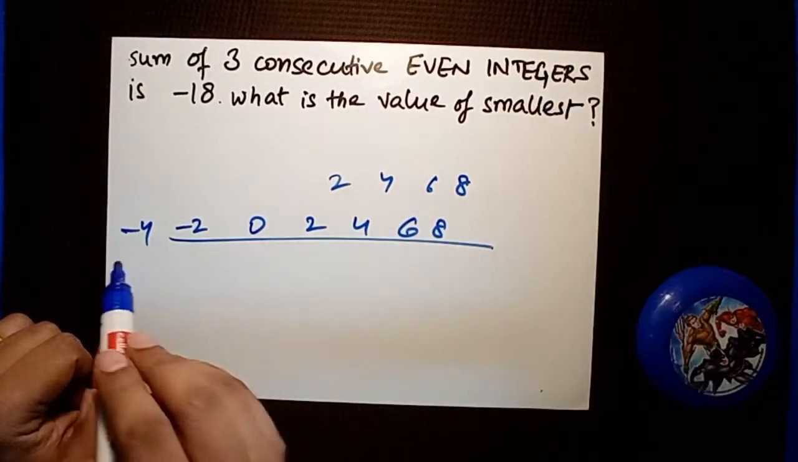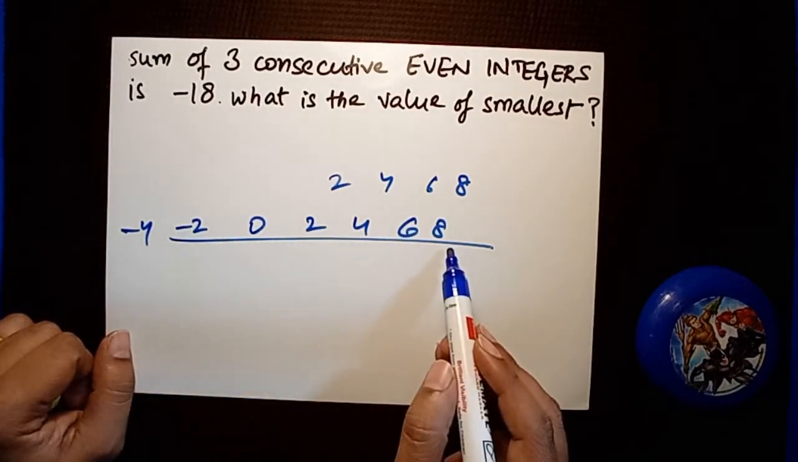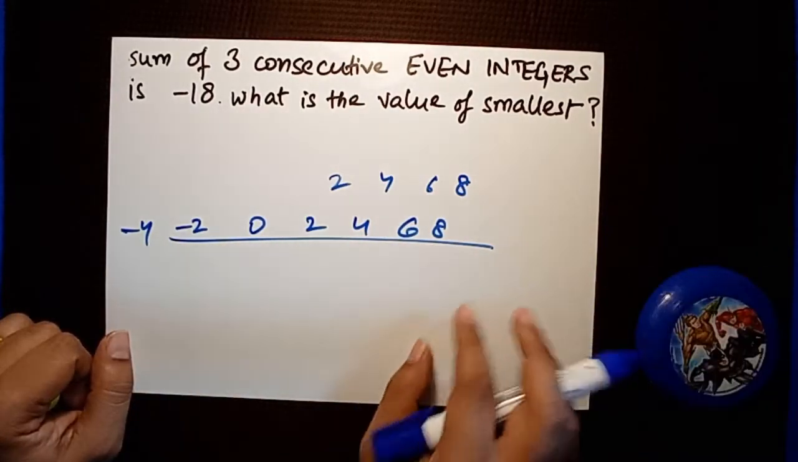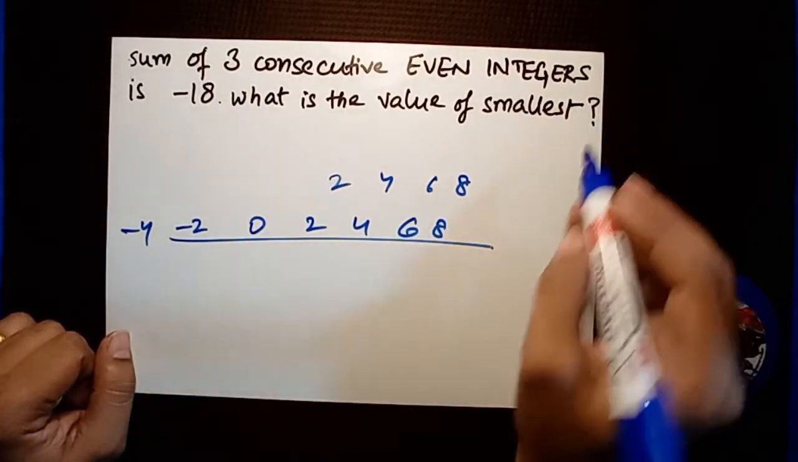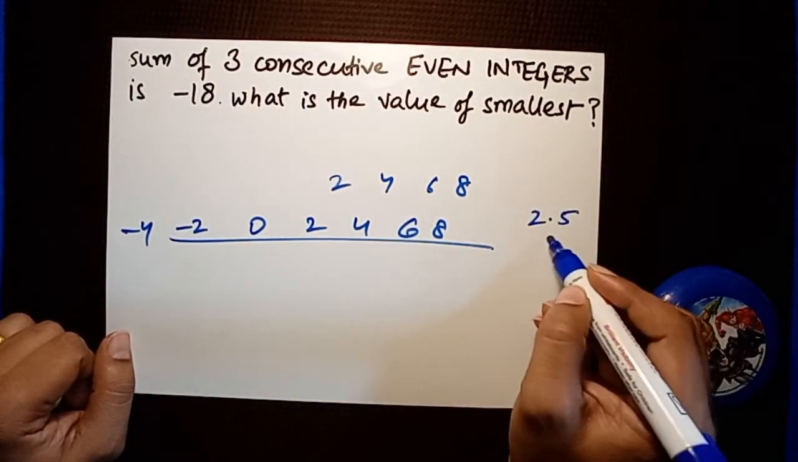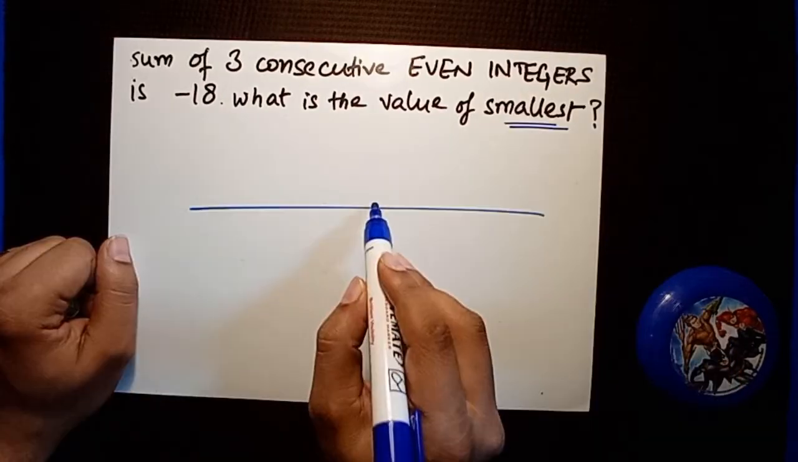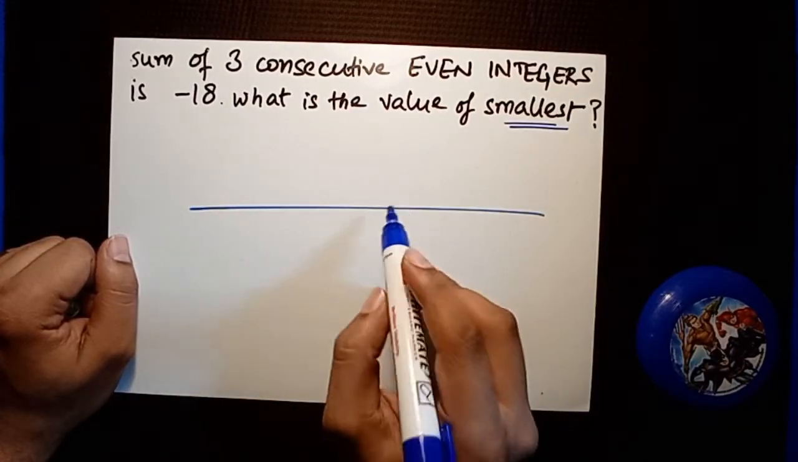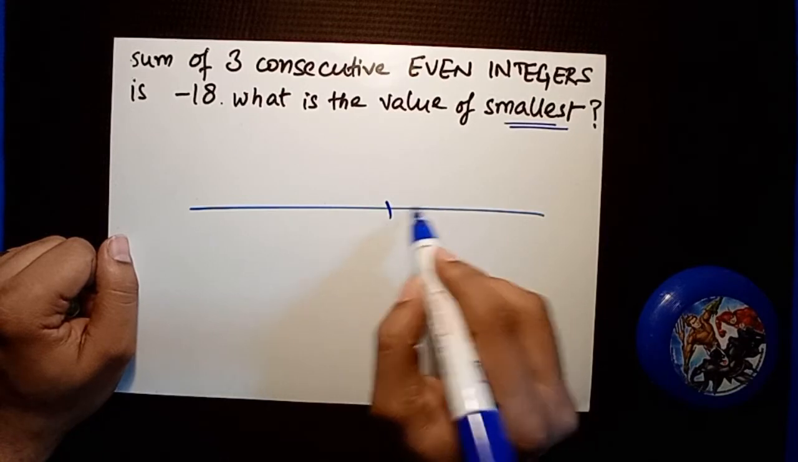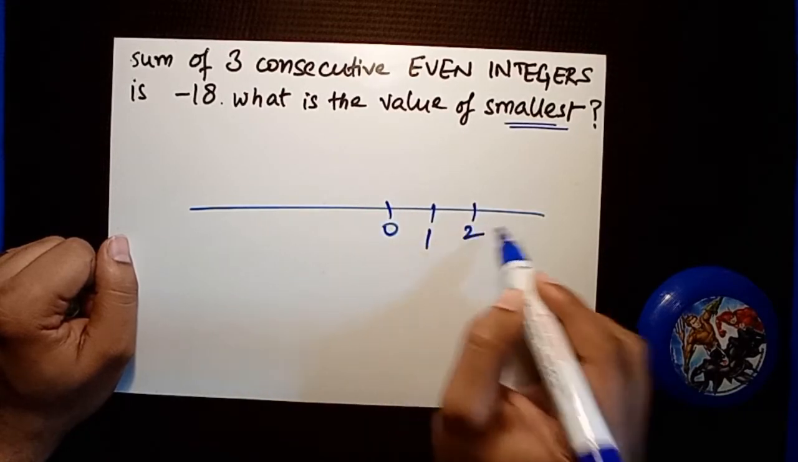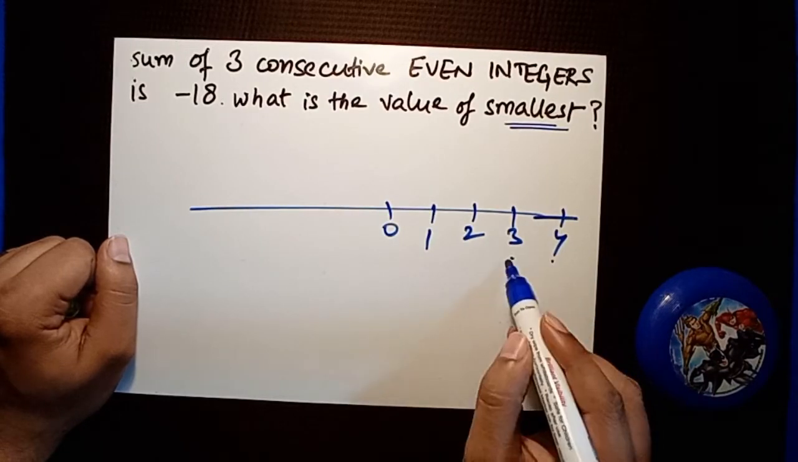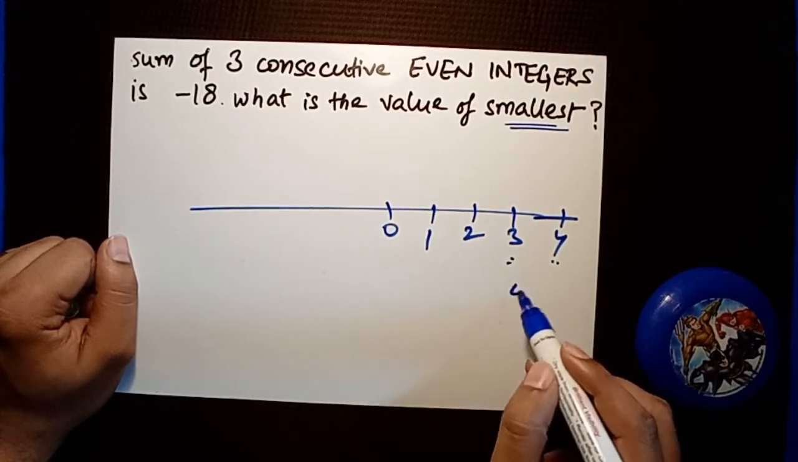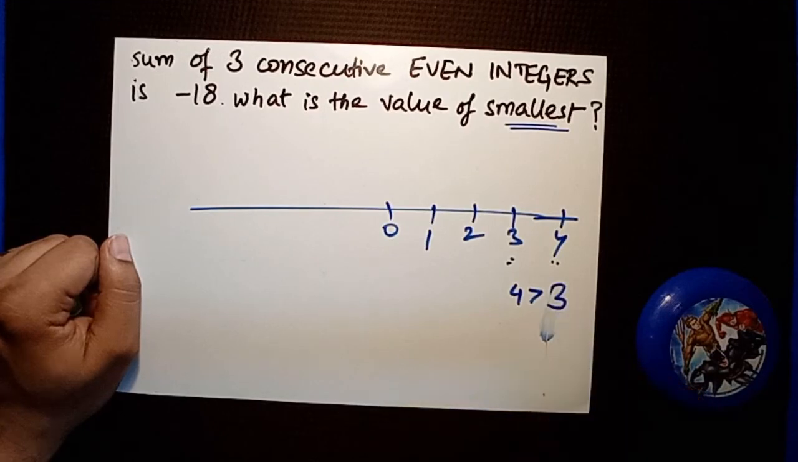Integers include negative numbers, 0, positive numbers, and everything up to infinity and negative infinity in both directions. Integers do not include decimal points. 2.5 is not an integer. Let's quickly talk about integers and negative numbers. So this is 0, 1, 2, 3, 4. Out of these two numbers, which one is bigger? Easy peasy. 4 is greater than 3.